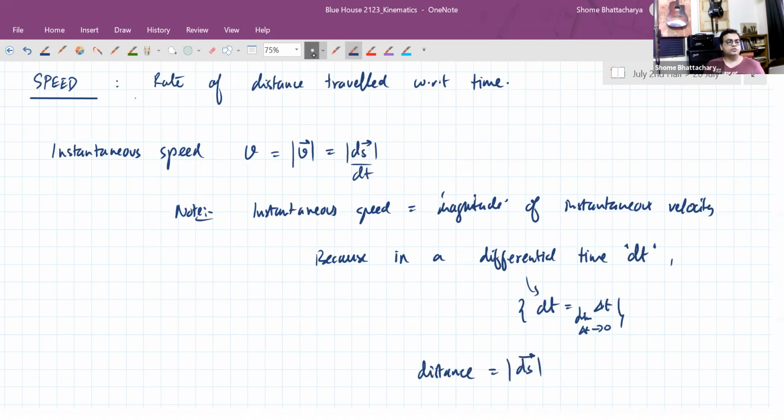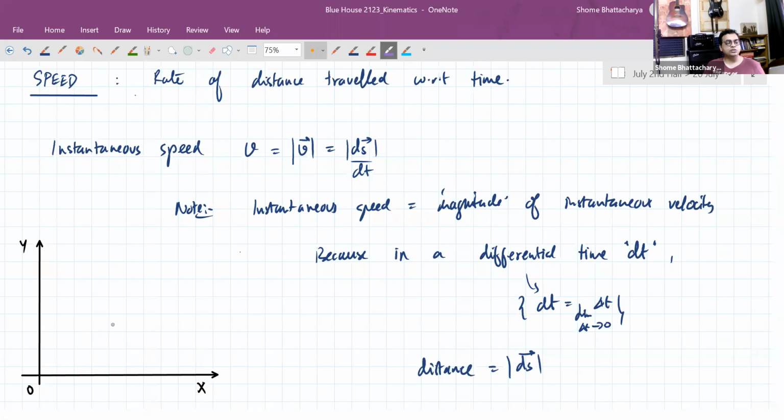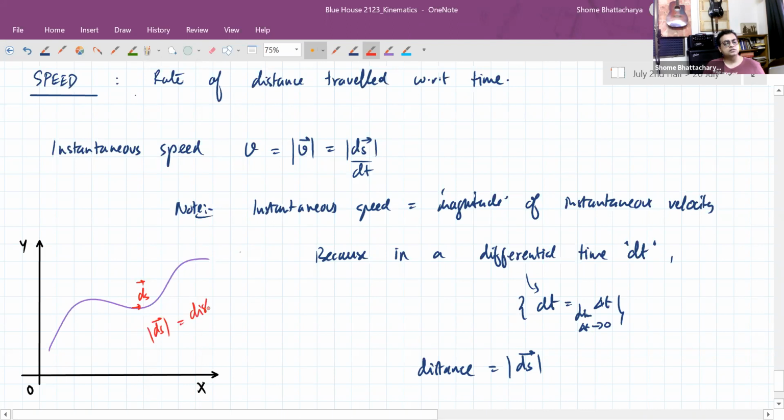So again, you have to understand this with visualization. Even if a body is moving in a very complex, constantly twisting and turning kind of path, if you take a very small interval of time, which is called a differential interval dt, such that the change delta t is small enough to tend to 0, then even if the path of the particle is very complex like this, we're talking about a displacement during that small interval, that is this ds. That magnitude of ds will be equal to the distance in that time.